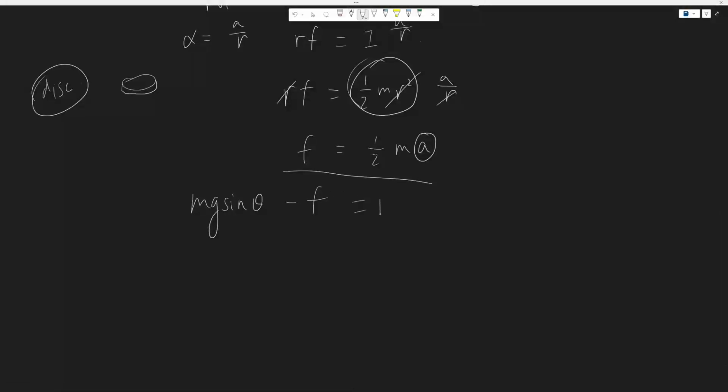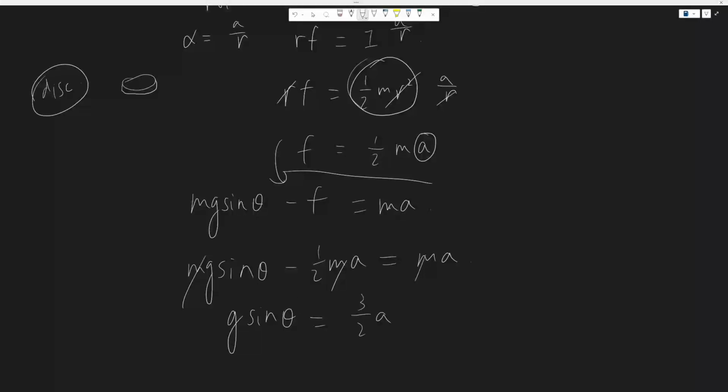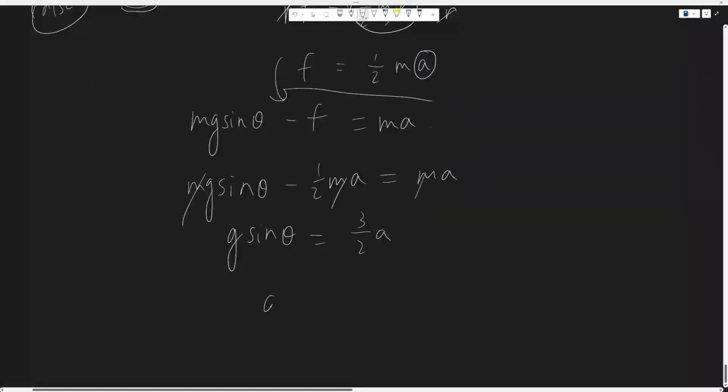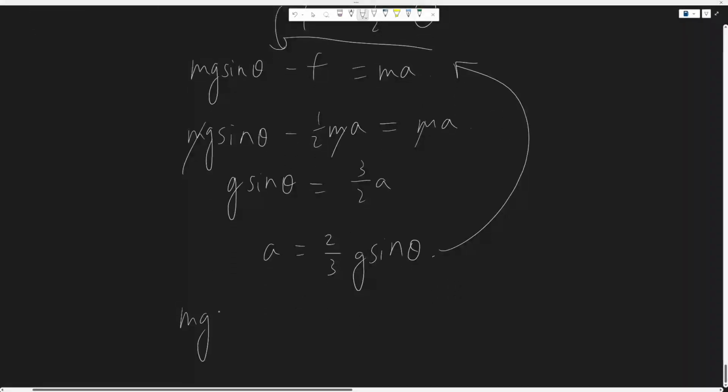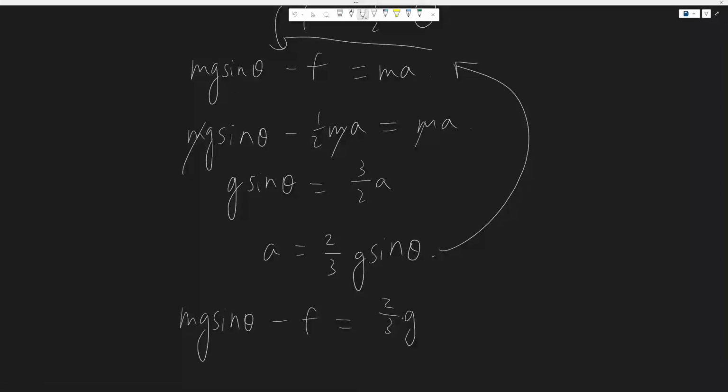Now we can put this back into mg sine theta minus f equals ma. So we have mg sine theta minus half ma equals ma. Cancelling out the m, we have g sine theta equals 3 over 2 a. So a is 2 over 3 g sine theta. Then we can find f by plugging it back in: mg sine theta minus f needs to be equal to 2 over 3 mg sine theta.